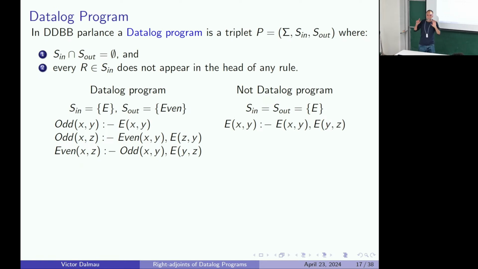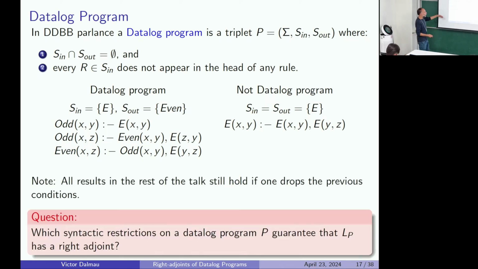I want to say that this is not exactly a Datalog program, but actually it's even better. In a way, by preparing the talk, I discovered the right setting. What I would like to do is to understand which restrictions on the Datalog program guarantee that the associated function has a right adjoint. So I have a Datalog program, and which conditions do I have here, and then from this be able to rederive all the previous results and get some others.